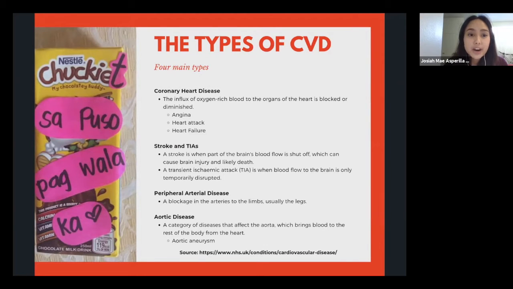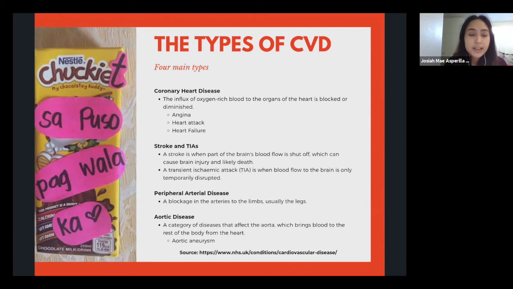So the different types of coronary heart disease are angina, which is chest pain caused by restricted blood flow to the heart muscle, heart attack, where the blood flow to the heart muscle is suddenly blocked, and heart failure, where the heart is unable to pump blood around the body properly. So next is stroke and TIAs. So stroke is when a part of the brain's blood flow is shut off, which can cause brain injury and likely death, whereas a TIA, or a transient ischemic attack, is when the blood flow to the brain is only temporarily disrupted. So the main difference between the two is that TIAs are temporary, and the blockage to the blood flow usually lasts no more than 5 minutes, whereas a stroke is much more deadly and is permanent. But one thing to know is that a TIA is a warning sign of a future stroke.